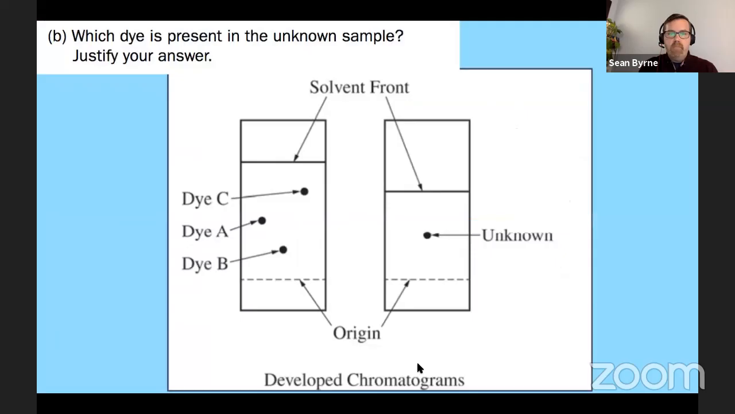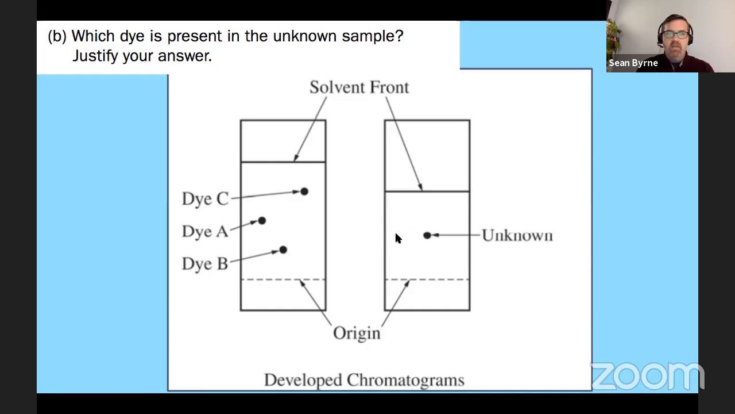Okay. Our second question asks us which dye is present in the unknown sample. So we're told that this unknown matches up with one of these guys over here. And you can see that because the solvent front did not travel as far, this unknown did not travel as far as well. We can suggest a couple of different reasons why this solvent front did not travel as far. Perhaps it was left in the solvent for a shorter amount of time. A couple other reasons. I would suspect for this one, they wanted to make it interesting for us, so we couldn't just draw a line across and match it up.